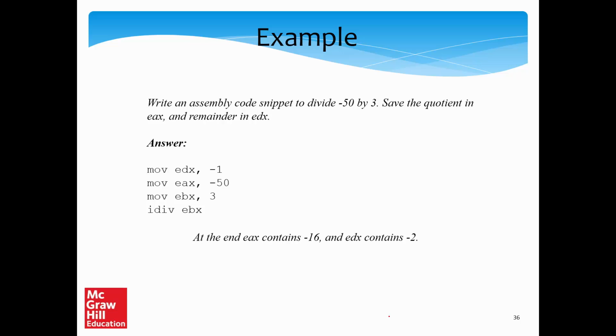All right, so the learning is never complete without an example. Let's write an assembly code snippet to divide minus 50 by 3, and let us save the quotient in EAX and the remainder in EDX. So minus 50, what do we need to do? We move minus 50 into EAX, we extend its sign, we move minus 1 into EDX, we move 3 into EBX, and we call the IDIV instruction on EBX. Automatically, EAX will contain the quotient, which in this case is minus 3, and EDX will contain the remainder, which in this case is minus 2.